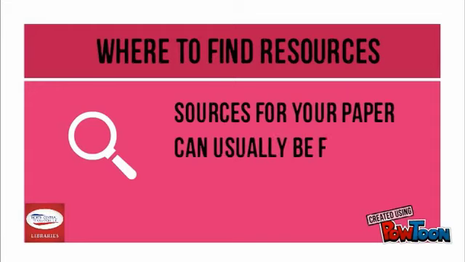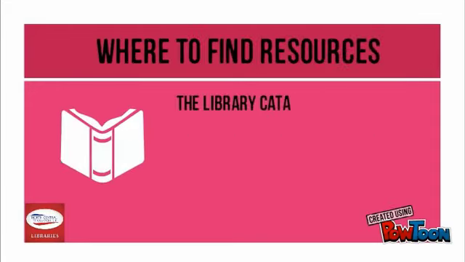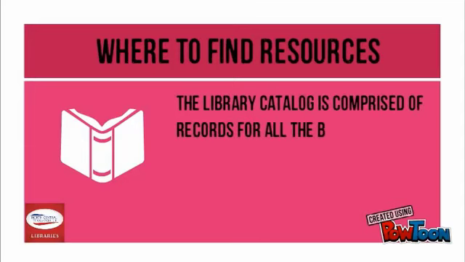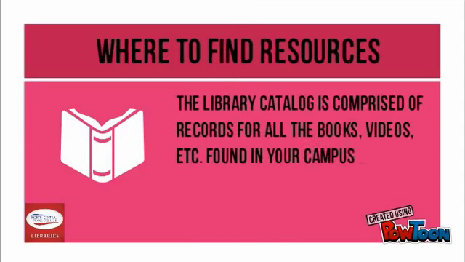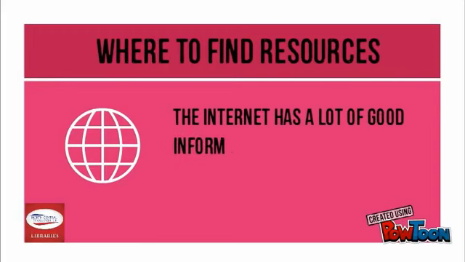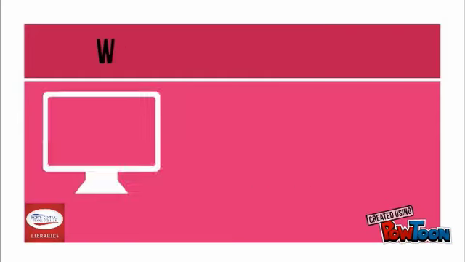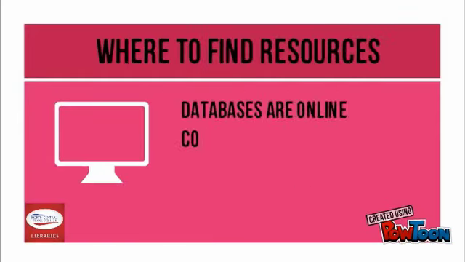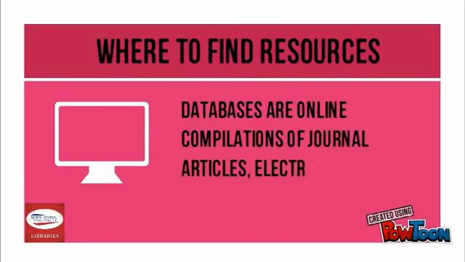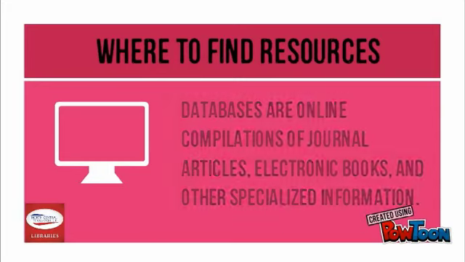Where to find resources. Sources for your paper can usually be found in three primary places. The library catalog is comprised of records for all the books, videos, etc. found in your campus library. The internet has a lot of good information, but a lot of misinformation as well. Databases are online compilations of journal articles, electronic books, and other specialized information.